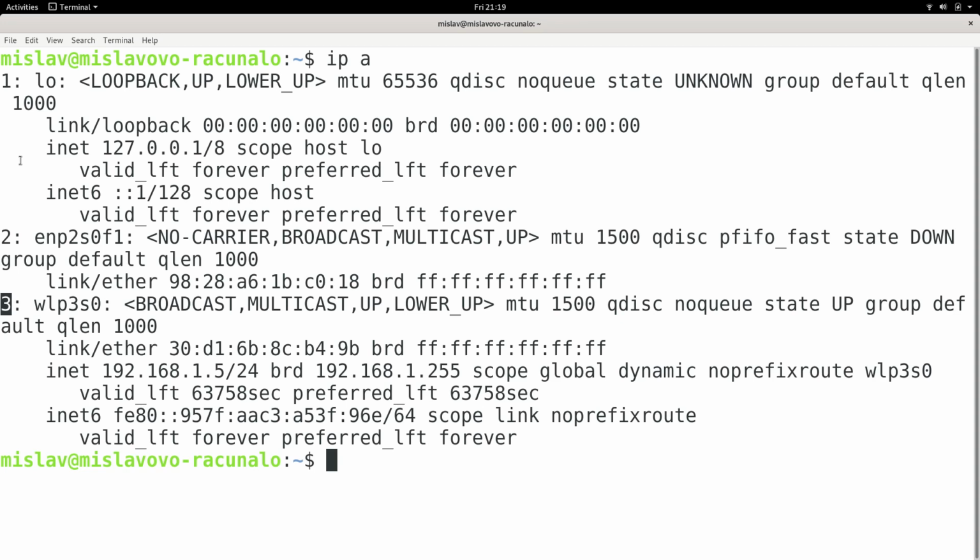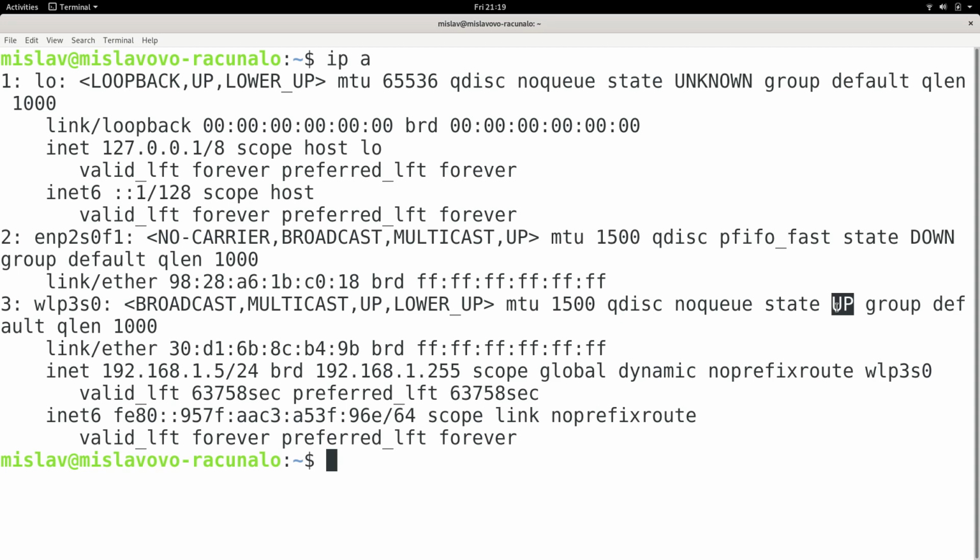Also know that in their first line, right here, we have something which is called state. Okay, and here, where is the state? Here, I don't see it. Here is the state. Okay, so we have state in the first line of each of these network interfaces, and it is either unknown, down, or up.